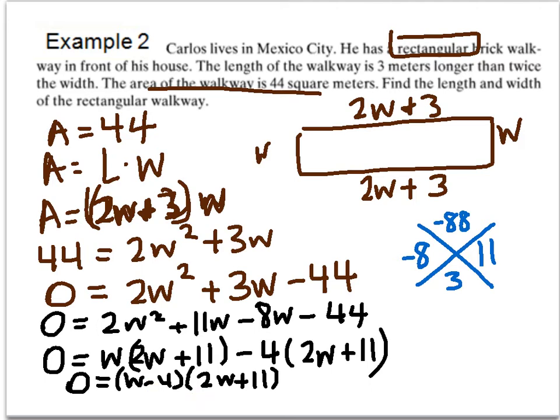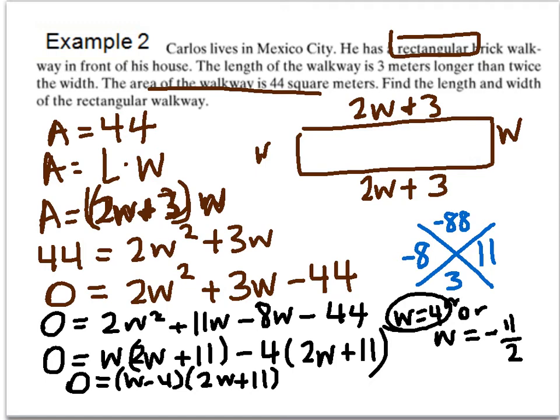So now I take each of those to solve. I'm going to do it over here to the right. W minus 4, that means w can equal 4, or w can equal negative 11 over 2. Well, I know again, since we're working with length, I have to go with w equals 4, and that 4 is in meters.